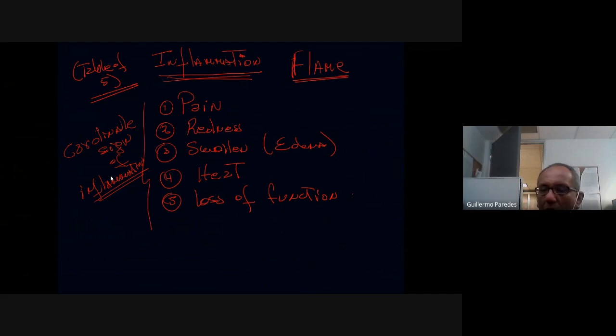What does cardinal mean? Cardinal means specific, unique, special, right? Unique, in this case, what does it mean? You can apply it in other situations too. For example, when you go to a restaurant, you say, oh, this is a boccato cardinale. Cardinale means basically a very delicious food, for example, other applications, right? But cardinal here means the main signs and symptoms of inflammation.